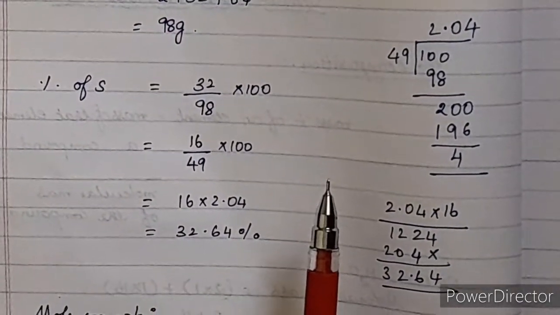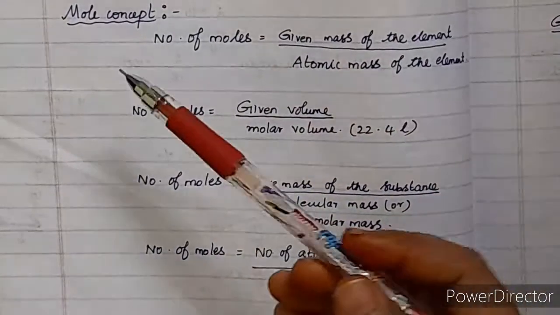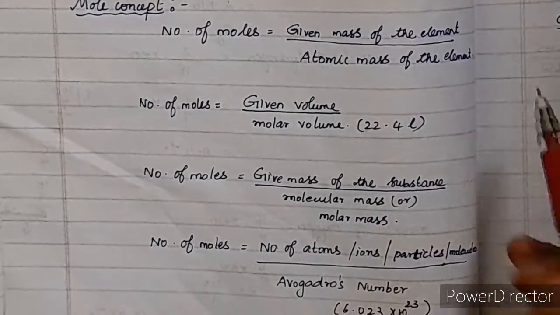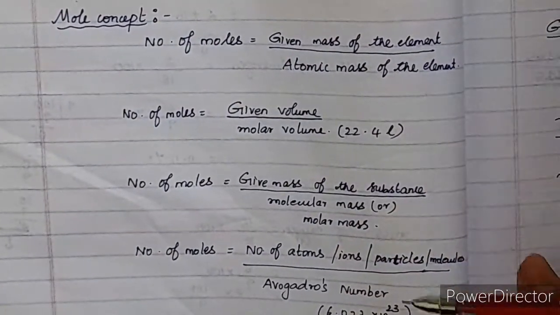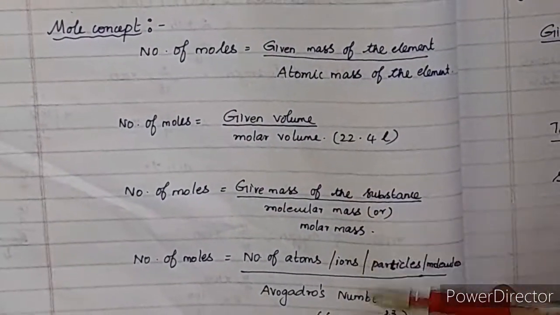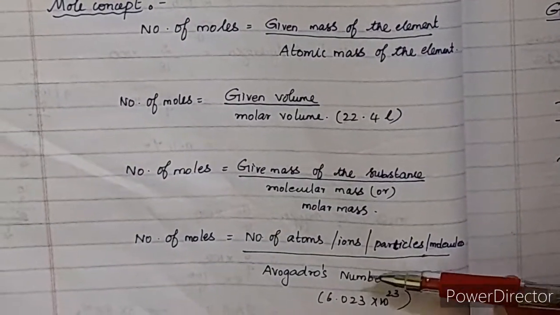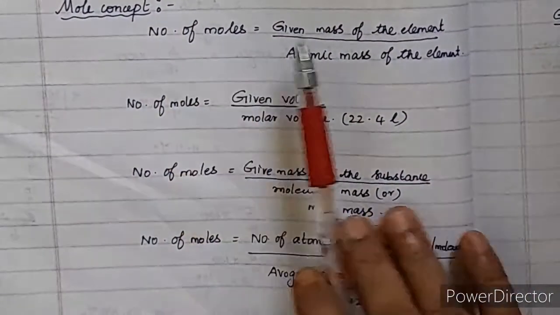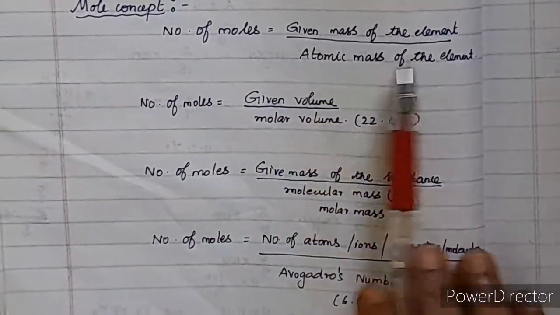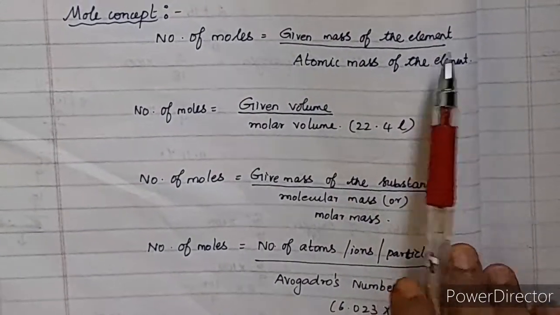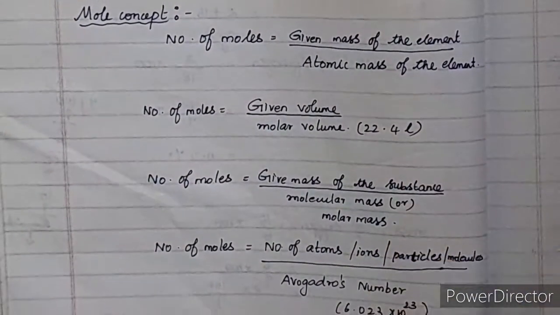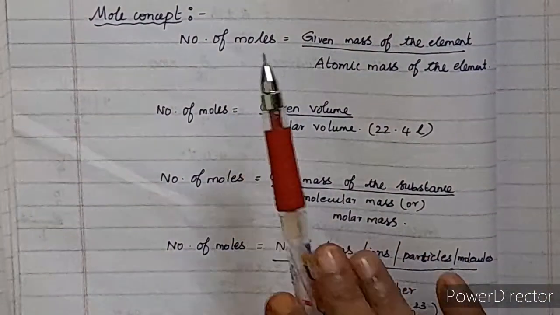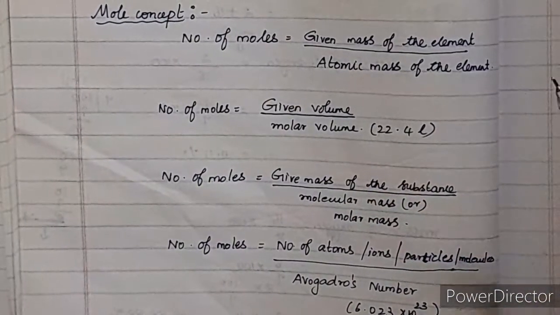Now we have seen the mole concept, isn't it? Now, the formulas involved in the calculation of mole I have given here. So, these are the four formulas employed in calculating the number of moles. The first one is number of moles is equal to given mass of an element divided by atomic mass of an element. If the problem contains an atom or element, for example, calculate the number of moles of 23 grams of sodium.